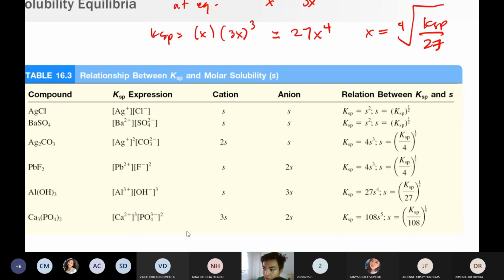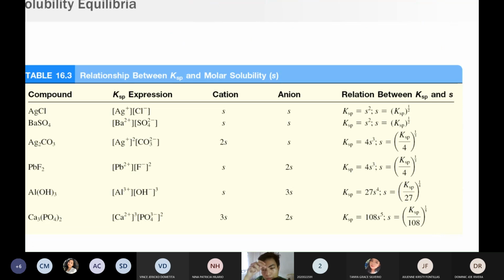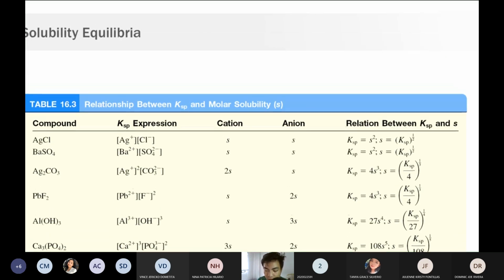Okay. Kapag 3-to-2 yung ratio ng inyong ions, 3 cations, 2 anions, o kaya 2 anions, 3 cations, kunwari, ganun yung case. The KSP will be written as 108s raised to 5. And the S value can be obtained as the fifth root of KSP divided by 108. Paano nangyari yon? Saan lumabas yung 108? Sulat natin yung dissociation ng calcium phosphate. Nasa ice table lang lahat ng kasagutan dito. Pero pakita ko sa inyo kung paano nakuha yung mga yon.